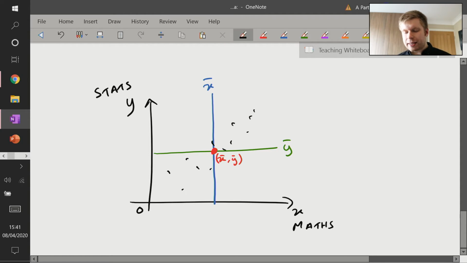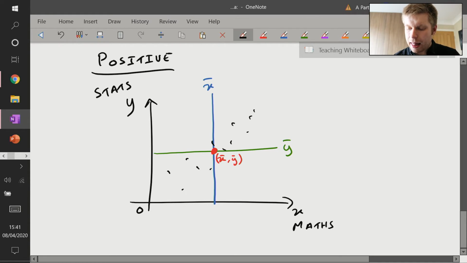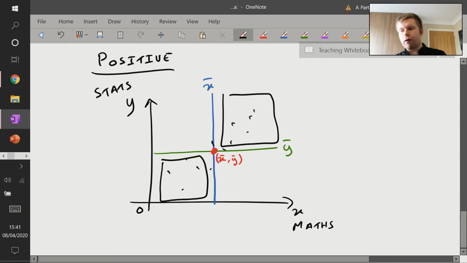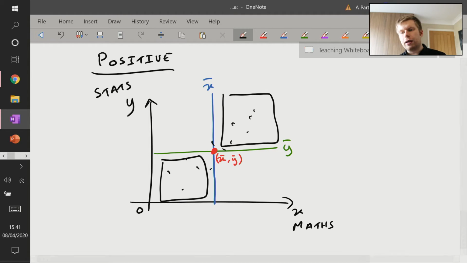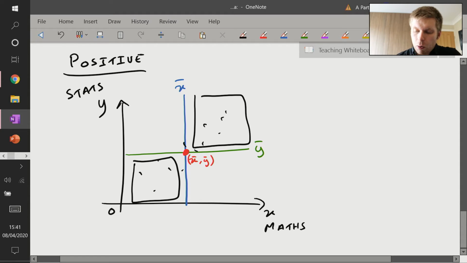The majority of my data for positive correlation should lie in that top right quadrant, this one up here, and also this bottom left quadrant. So for positive correlation, I expect the majority of my data to lie in each of those two quadrants, okay? So let's have a think about that. Let's look at the top right quadrant first.